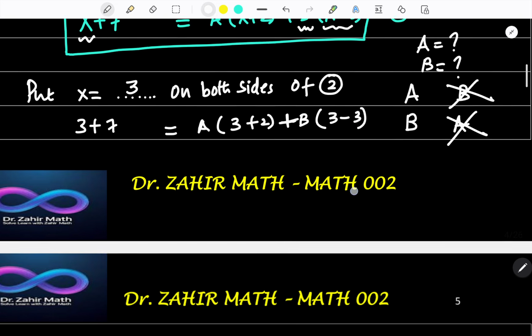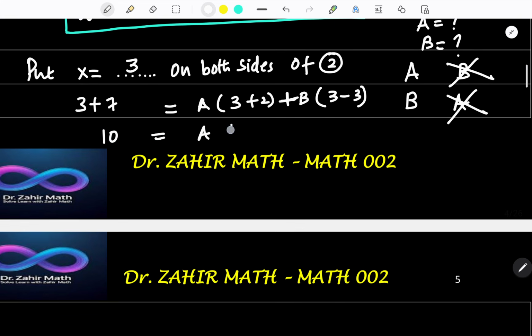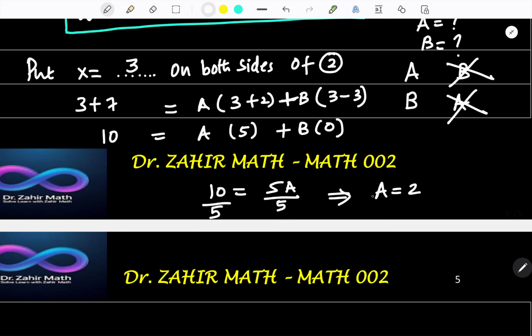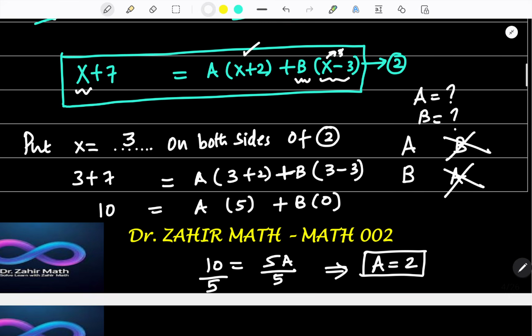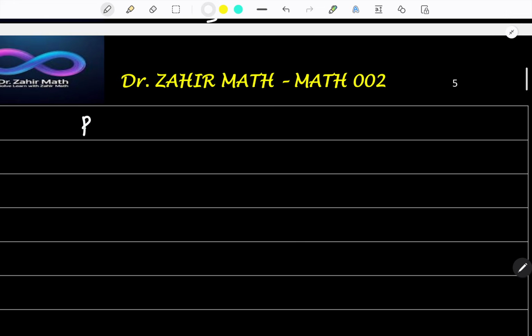Clear? Right. So what happens now? 10 equals a times 5 plus b times what? 0. So now 10 equals 5a. We divide by 5 on both sides, which implies a is equal to how much? 2. Right. Now I need to find b. I don't want a, I want b. So I want to make a become 0. What value can I choose for x to make it 0? I choose x equals what? Minus 2. Minus 2 plus 2 is 0.